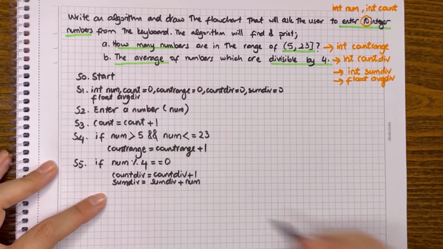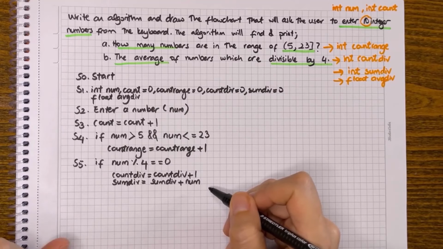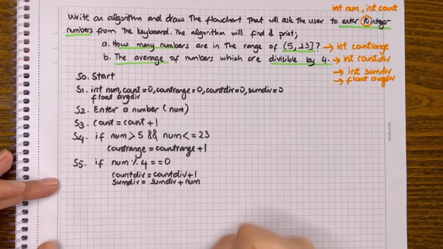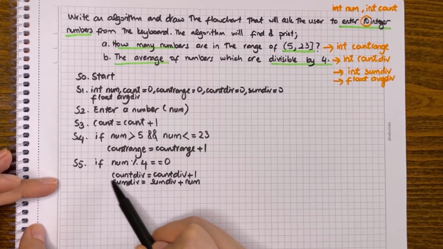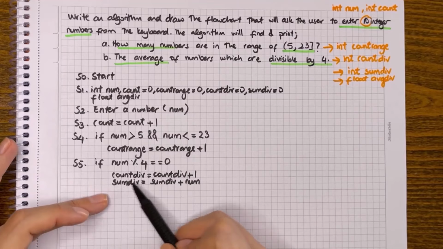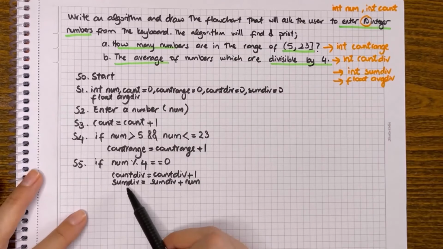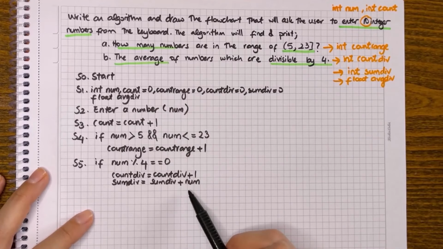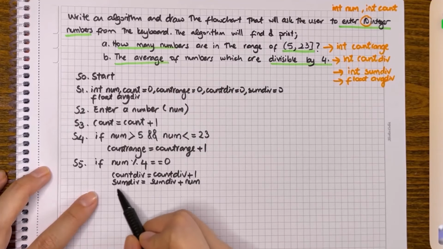But as you know, the average is calculated only one time. After we enter 10 numbers, when we go out of the loop, we will simply divide sum division by count division. Sum division divided by count division will give you the average. So it is not going to be calculated 10 times. It will be calculated only once. That's why this is not the place to write the average calculation.